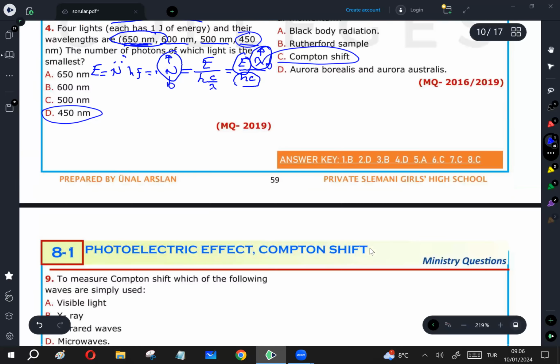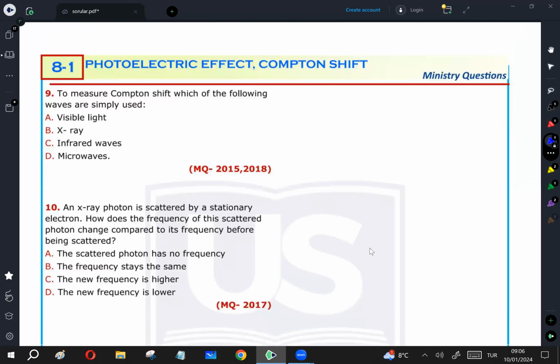Question number 9. To measure the Compton shift, which of the following waves are simply used? X-rays, because they have very high frequency and very short wavelength. So X-rays are used. The Compton shift is noticeable at very high frequency, shorter wavelength waves, not visible light, not infrared, not microwaves.